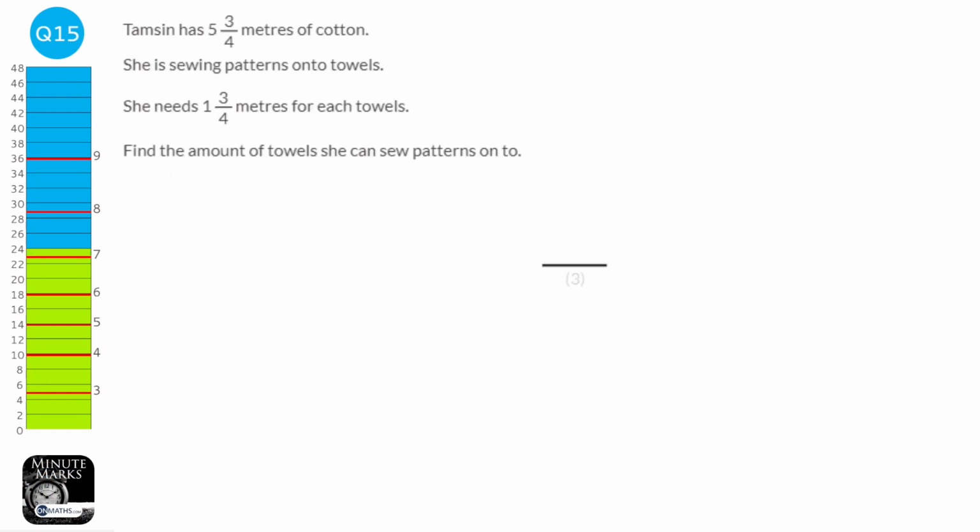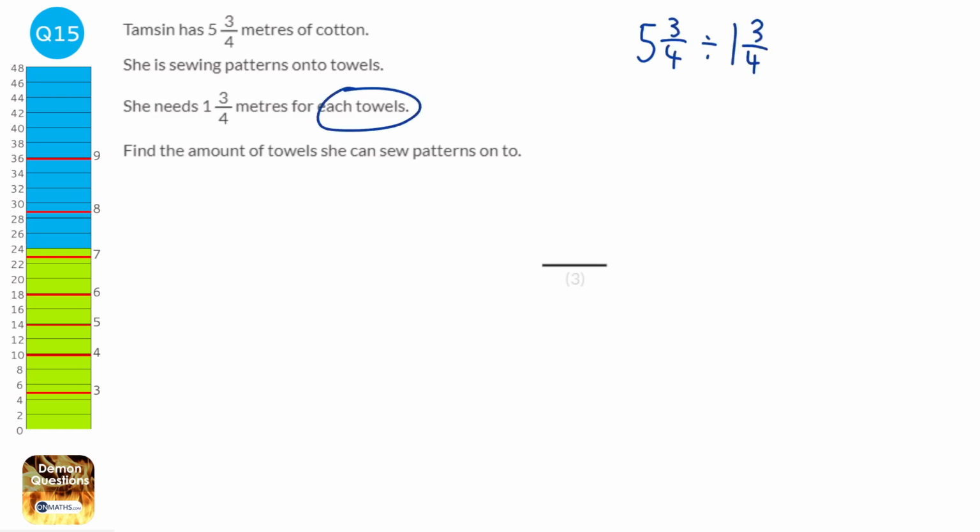So this question is asking us really to divide the 5 3/4 by 1 3/4. So we're going to do 5 3/4 divided by 1 3/4, because we're finding out how many of these towels, which is 1 3/4 meters, can be made when the total amount of cotton is 5 3/4.